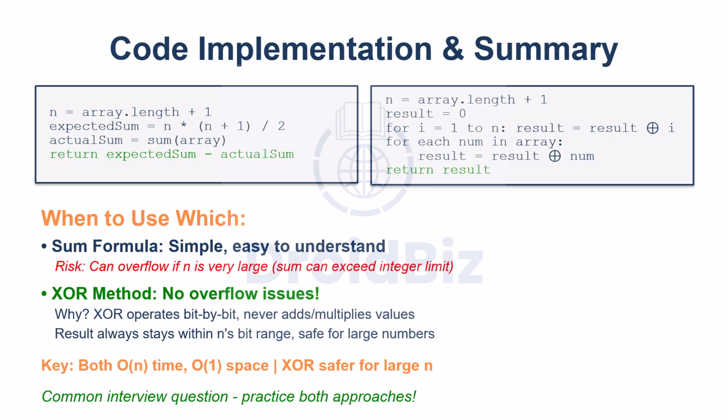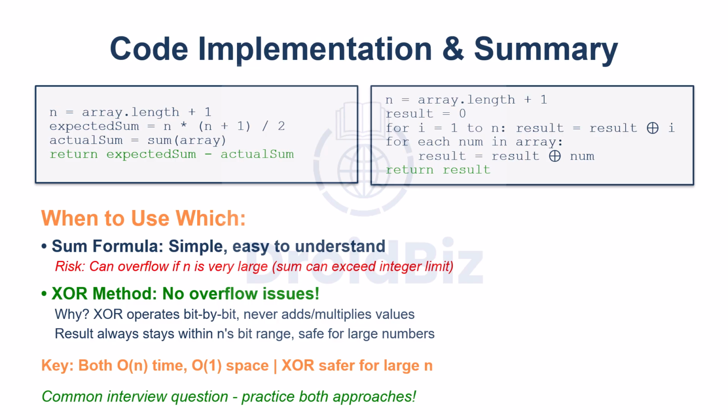On the left, we have the sum formula approach. First, calculate n as array length plus 1. Then compute the expected sum using the formula n times n plus 1, divided by 2. Calculate the actual sum of all array elements. Finally, return expected sum minus actual sum, shown in green. This gives you the missing number.